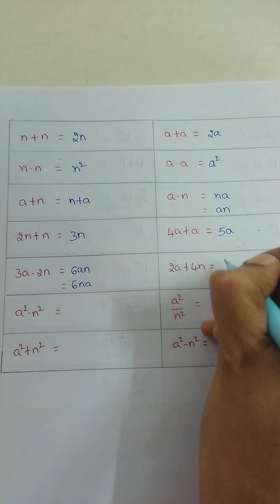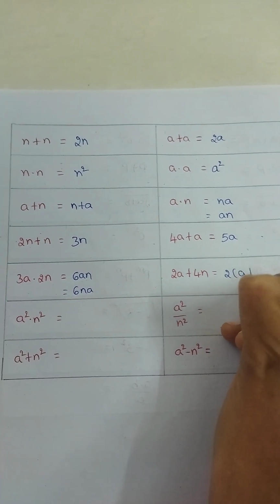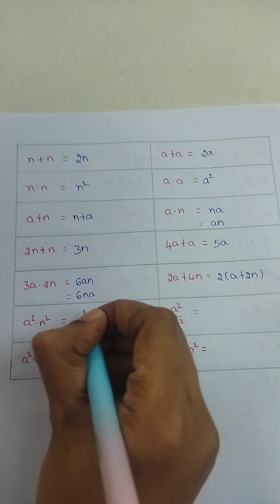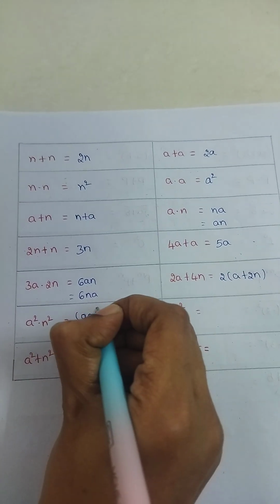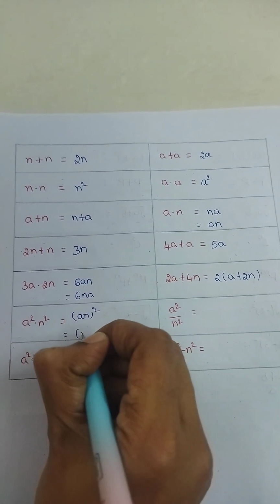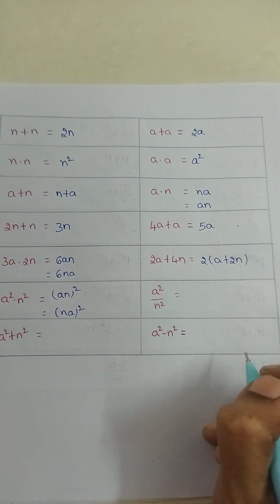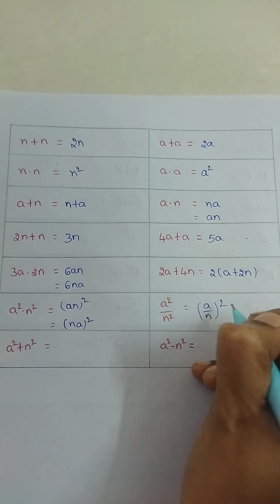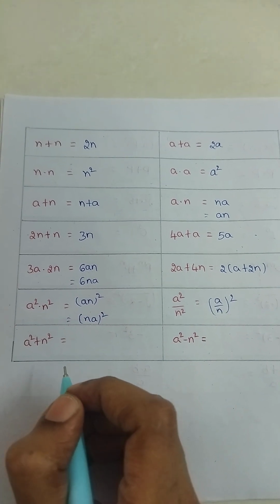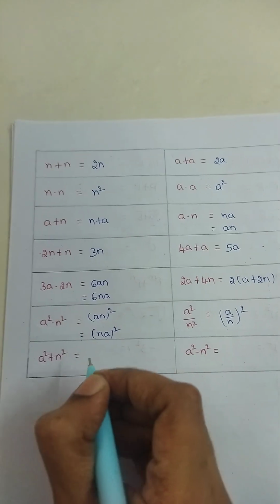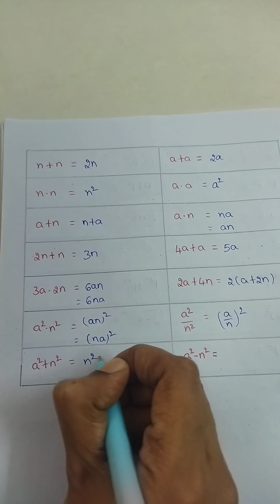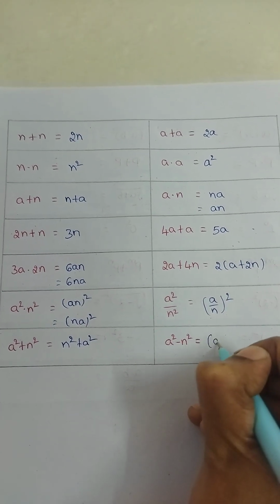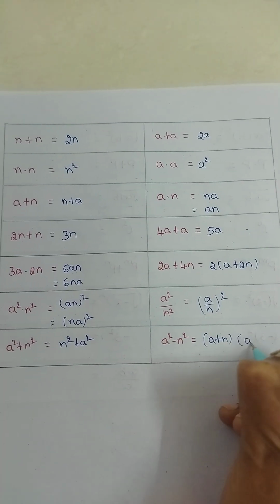2a plus 4n equal to 2 into a plus 2n. a square into n square equal to an whole square or na whole square. a square by n square equal to a by n whole square. And the next one, a square plus n square equal to, it can be written as n square plus a square also. a square minus n square equal to a plus n into a minus n.